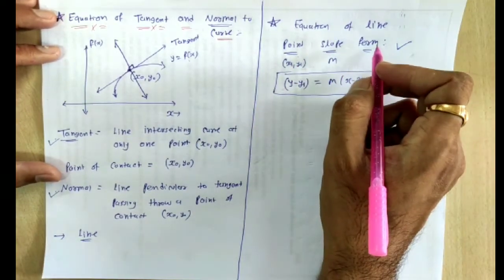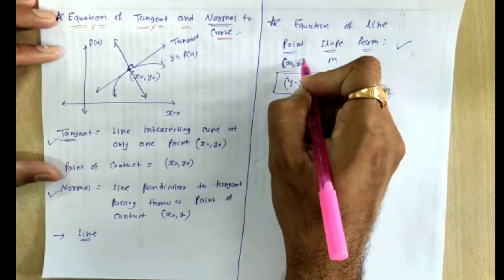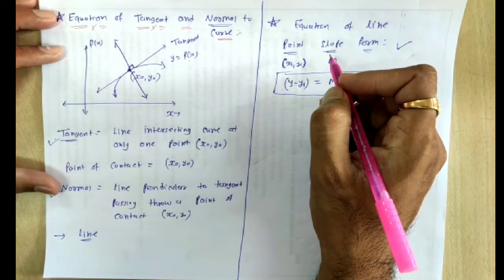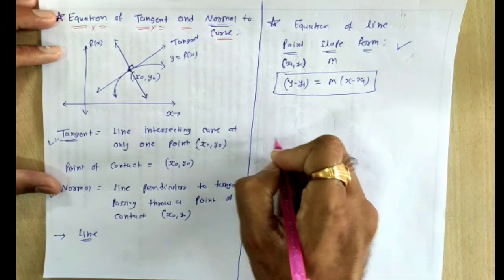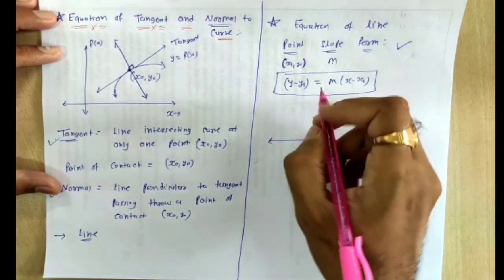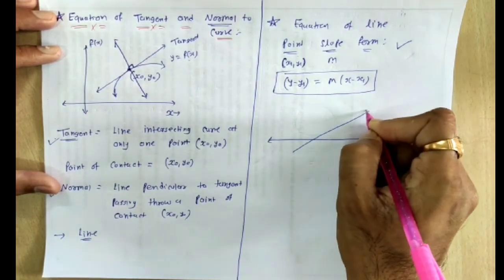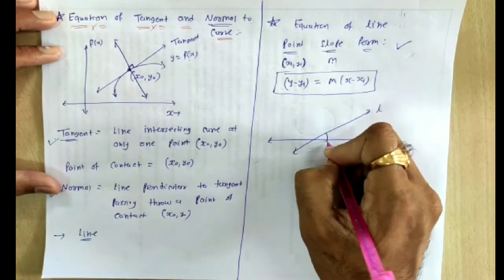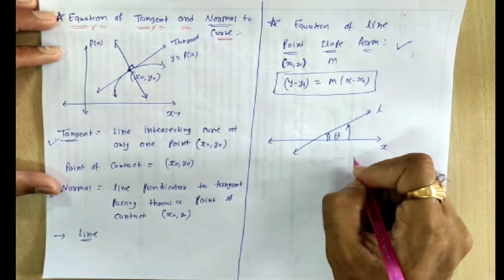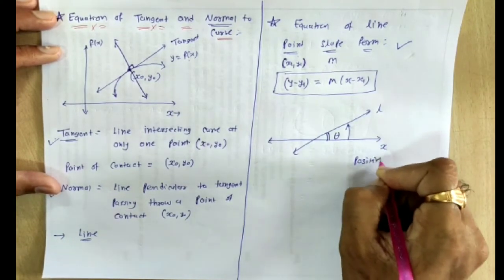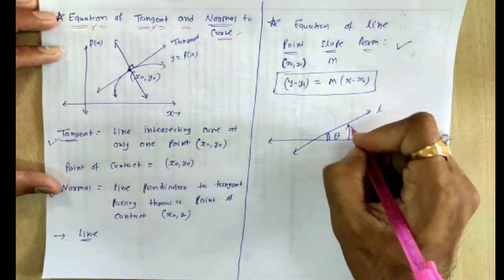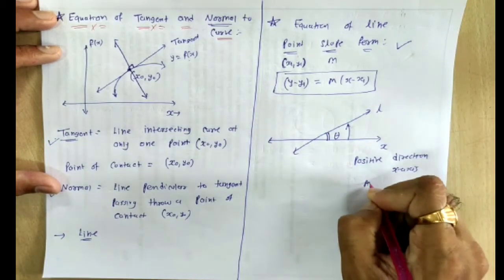For the given line, we are given the point through which line is passing and the slope of line which it makes with the positive direction of x-axis. Clear? What is slope? Let us see that also. For example, this is our x-axis and one line is there. Suppose this is given line L. So this line is making the angle theta with the positive direction of x-axis. In which direction? Positive direction of x-axis, and that angle is measured in which direction? Anti-clockwise.